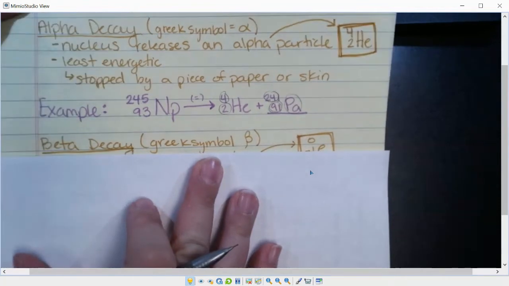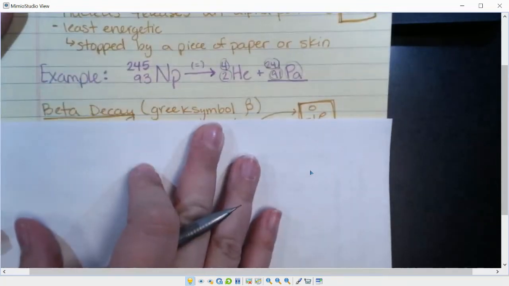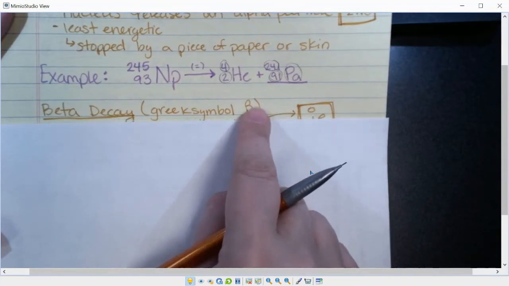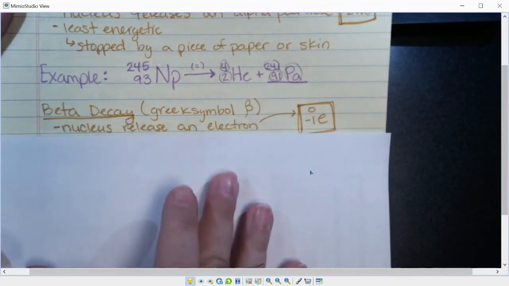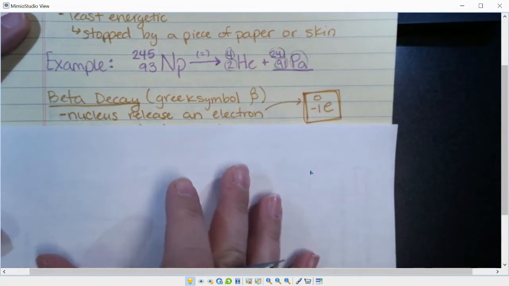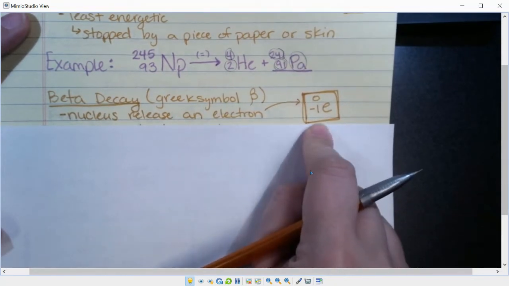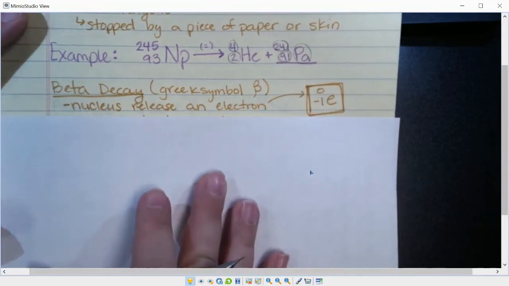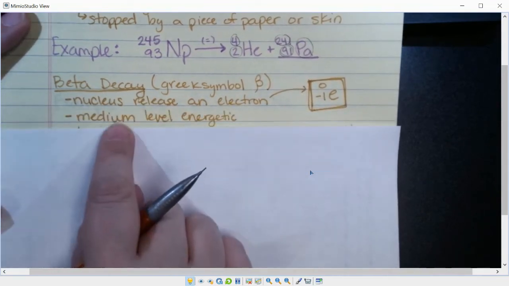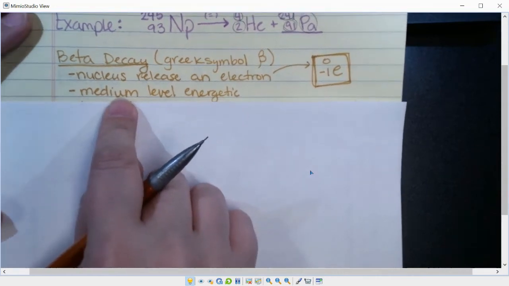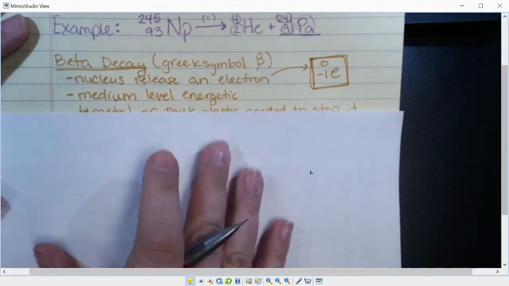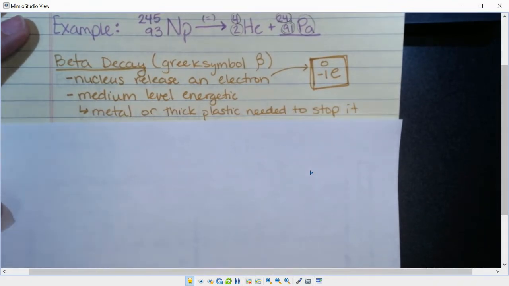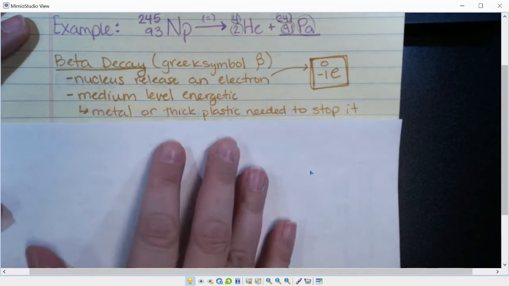The second type of decay we're going to talk about is beta decay, represented by the Greek symbol beta, which is like a squirrely B with a tail. In beta decay, the nucleus releases an electron, shown by the symbol 0/-1e. This one is kind of in the middle of the energies, meaning it can penetrate your skin, but if you have like metal or a thick piece of plastic, that can stop beta decay radiation.